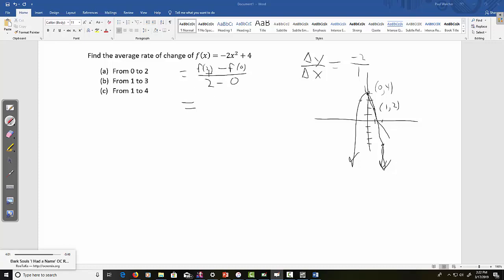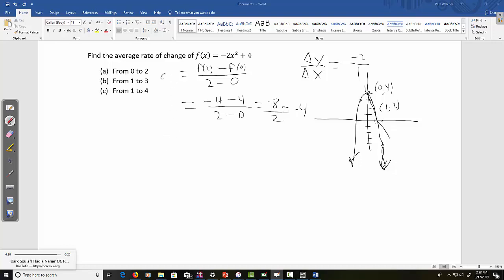So then in this case, 2 squared is 4, times negative 2. I think I just did that one, didn't I? Yeah, at 2 it's negative 4. So this is negative 4 minus 4 over 2 minus 0, which is negative 8 over 2, negative 4.